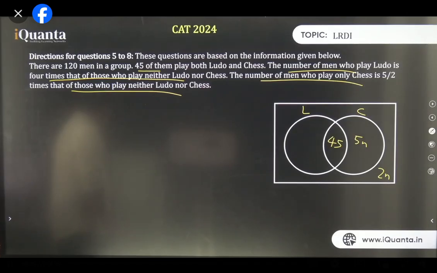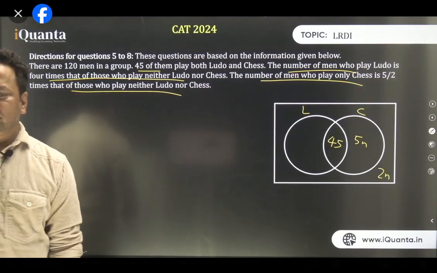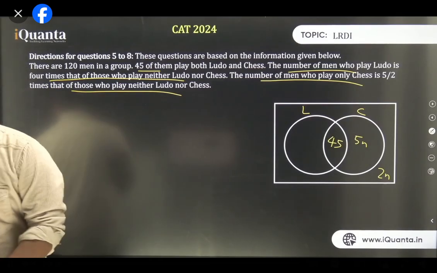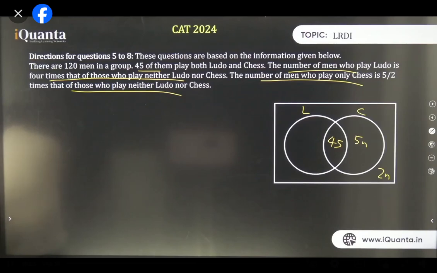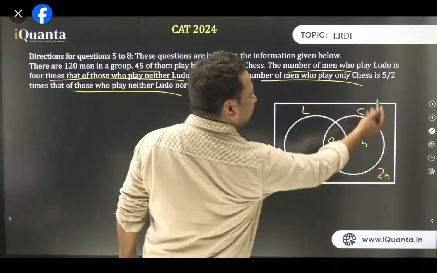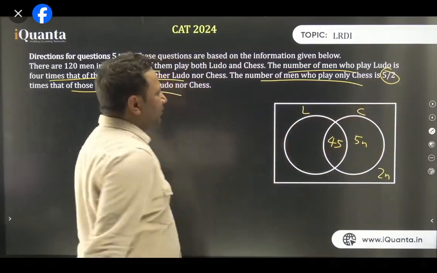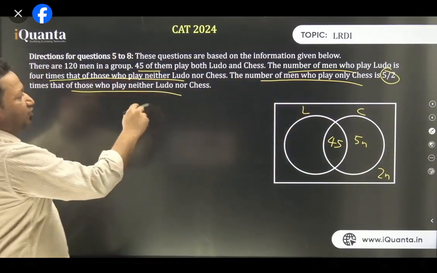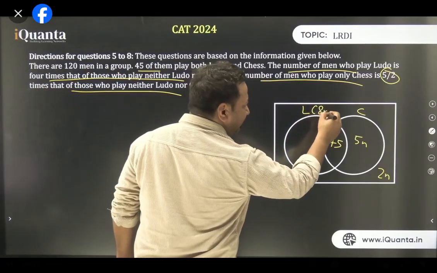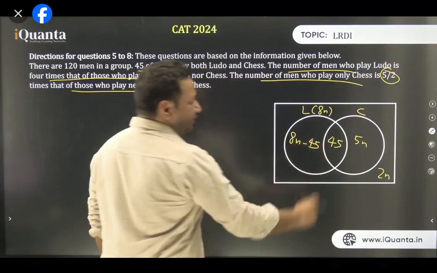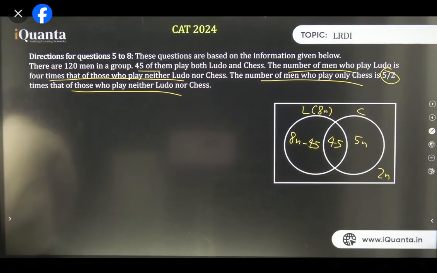I think the screen is proper now. Is it still flickering? Okay, perfect. So I assumed it 2n. Why? Because I had to calculate 5 by 2. I made it 2n and 5n. And what will come here? Number of men who play Ludo is 4 times that who play neither. That means Ludo players are 8n, right? 2n's 4 times, 8n. So only Ludo will be how much? 8n minus 45. All of it makes sense to everyone?